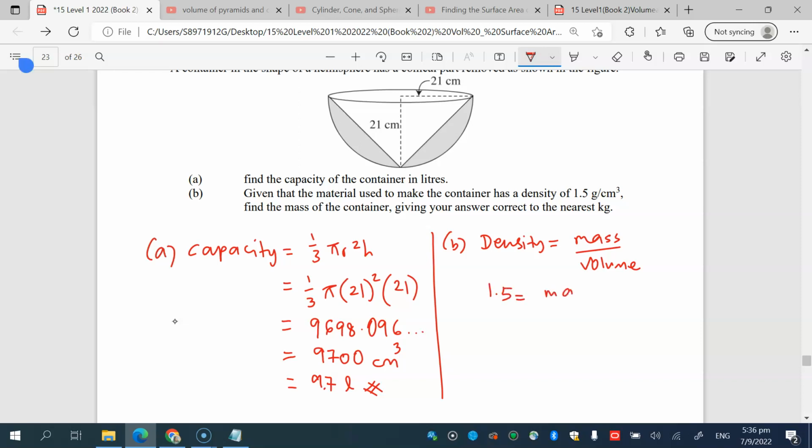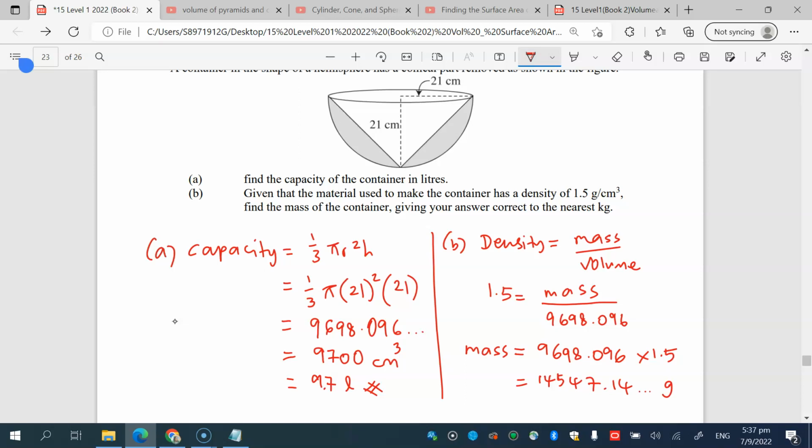So density is 1.5, right? And you are supposed to find the mass, which you don't know, but the volume is 9698.096. I should not use 9700 because that's a rounded up to 3SF kind of answer. So I should use more decimal places, right? At least 5SF. So I'm going to find the mass. I just take 9698.096 multiply by 1.5. I will get 14547.14 etc. grams.